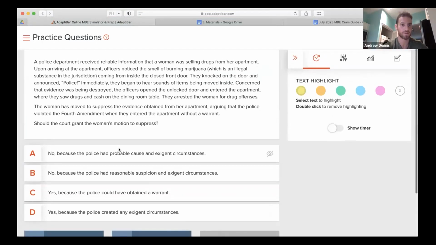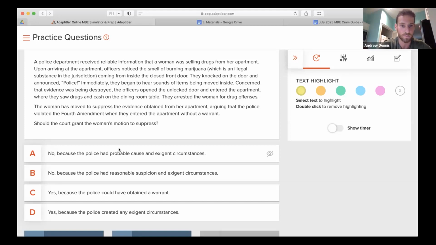A police department received reliable information that a woman was selling drugs from her apartment. Upon arriving at the apartment, officers noticed the smell of burning marijuana, which is a legal substance in the jurisdiction, coming from inside the closed front door. They knocked on the door and announced police. Immediately, they began to hear sounds of items being moved inside. Concerned that the evidence was being destroyed, the officers opened the unlocked door and entered the apartment, where they saw drugs and cash on the dining room table. They arrested the woman for drug offenses.